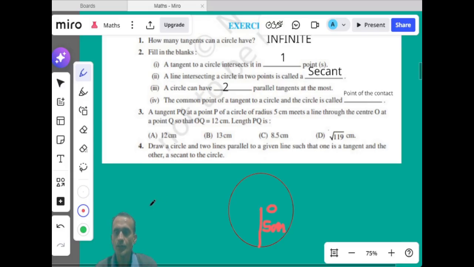So from a point P, there is a point P on the circle, and a tangent PQ is drawn. So this is point P. This is point Q.